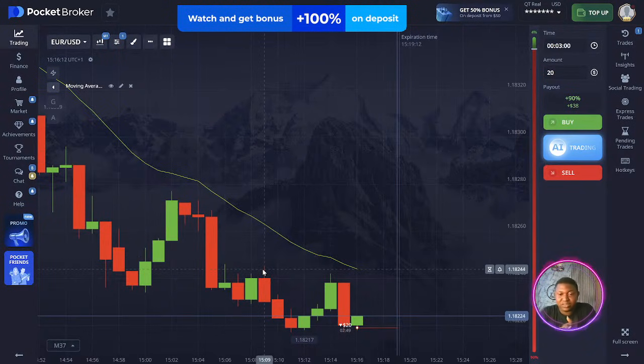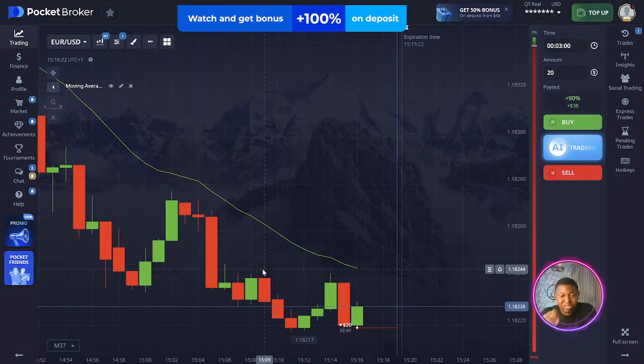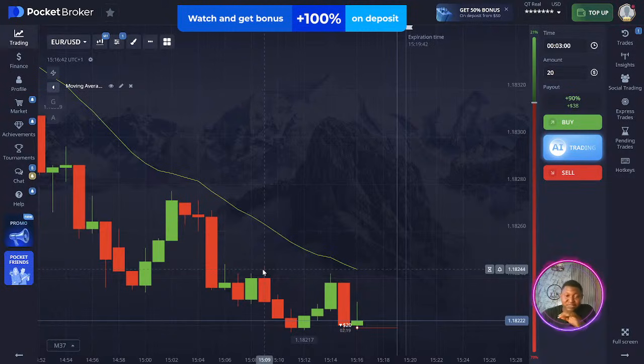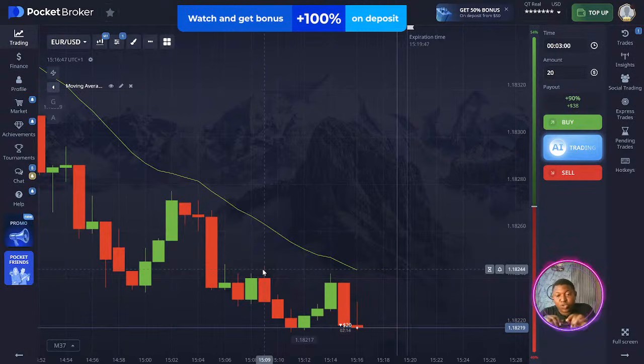So I was telling you about risk management. Risk management is not using more than 10% of your account to trade on quick trading in Pocket Broker. Now you have to manage your risk so that you do not blow your account. You have to do everything possible so that you do not lose all your money trading, because it's very, very easy to lose all your money trading.